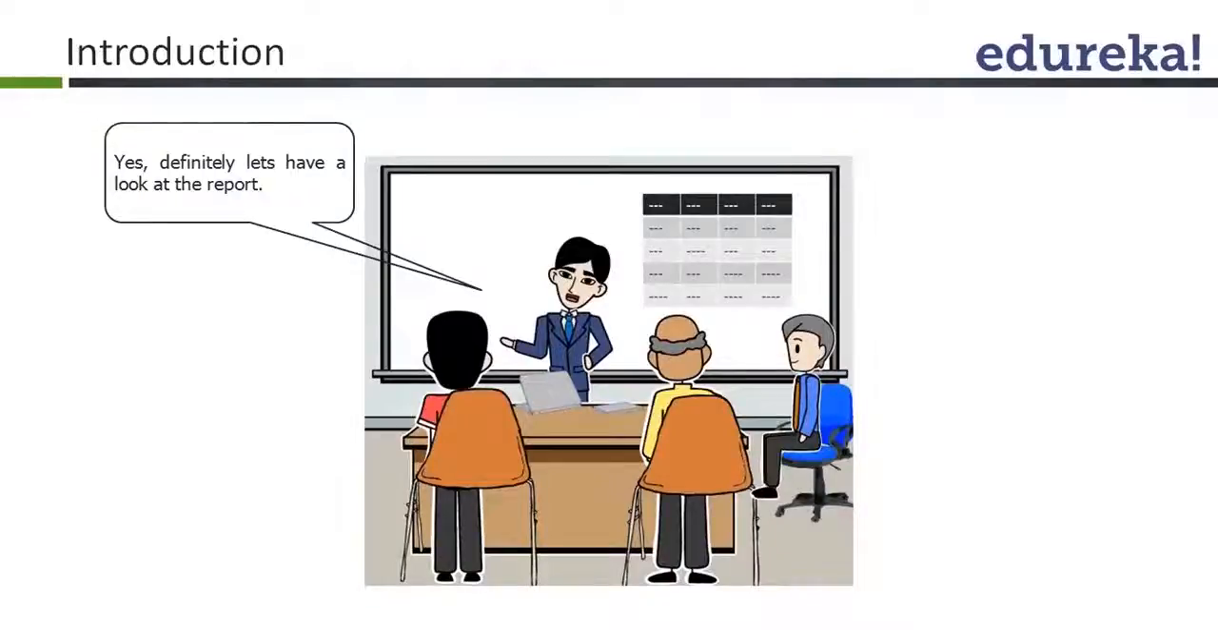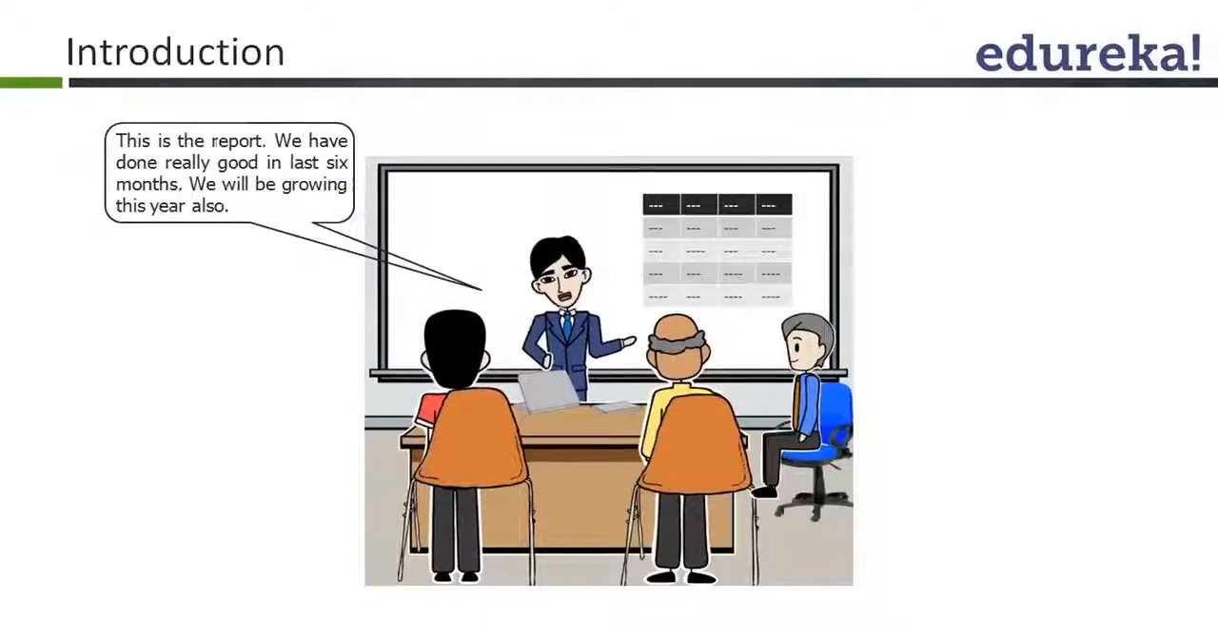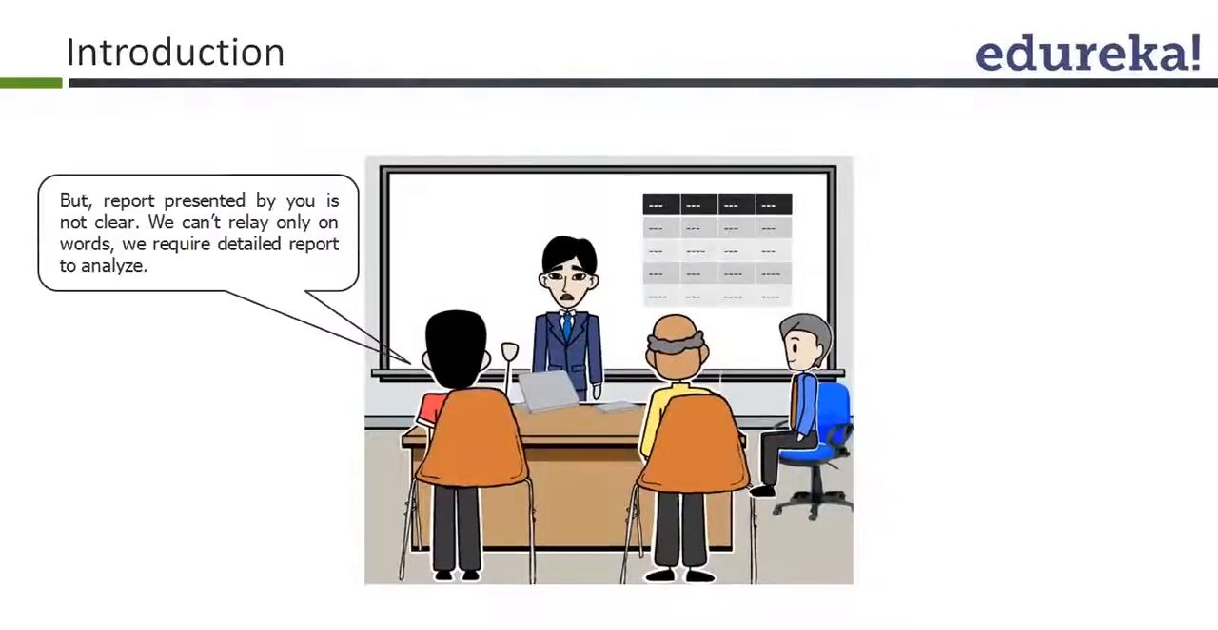So your executive is saying, yes, definitely, let's have a look at the report. And that's where the report kicks in. He is presenting a report in tabular form. He is reading the report. We have done really good in the last 6 months. We'll be growing this year also, but probably in the first 6 months, that report was not too good.